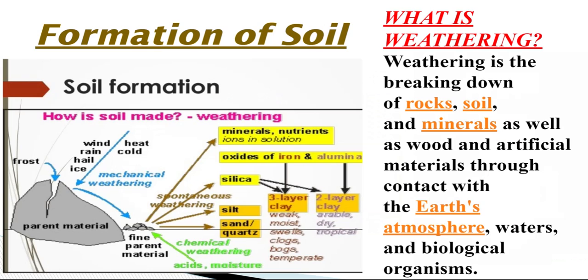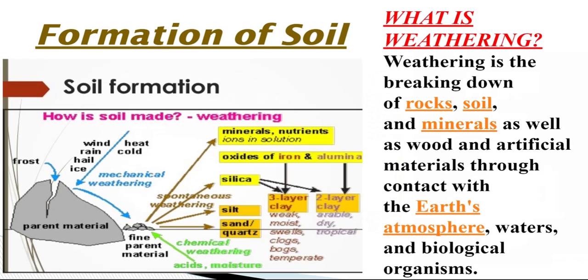Weathering is the breaking down of rocks, soil, and minerals, as well as wood and artificial materials through contact with the Earth's atmosphere, waters, and biological organisms. Please, children, learn this definition. As you can see in the picture, it is very clearly given that there is a parent material, and that parent material further breaks down into smaller particles with the action of wind, rain, hail, ice, heat, cold. As you can see, there is weathering going on.